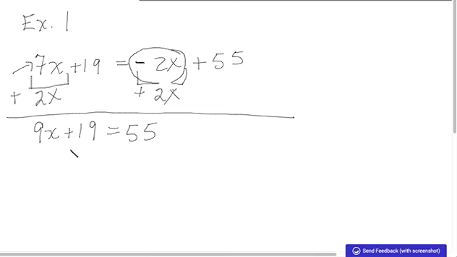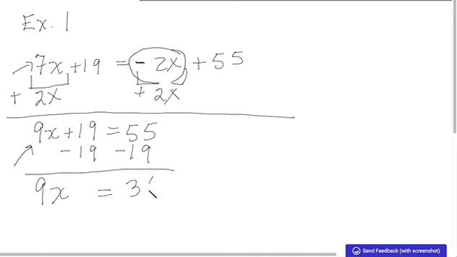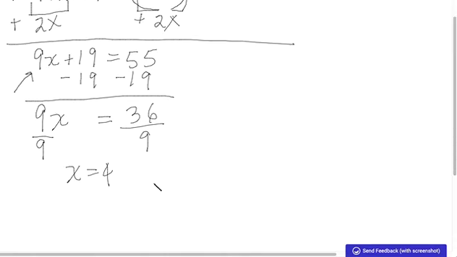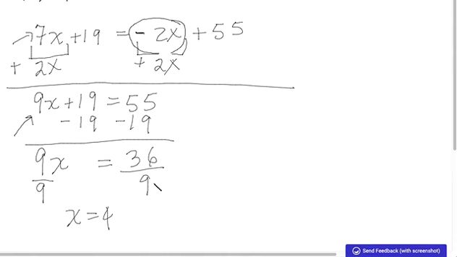So it just makes it one less step having to deal with negatives on the coefficient. All right, so next step now is we want to isolate our variable term, which we now have on the left side. And so we're going to subtract 19 from both sides. And when I do that, I get 9x equals 36. All right, and then the rest is pretty much the way that you've been doing it all along. So you know now that you need to divide each side by 9, and you're going to get x equals 4.